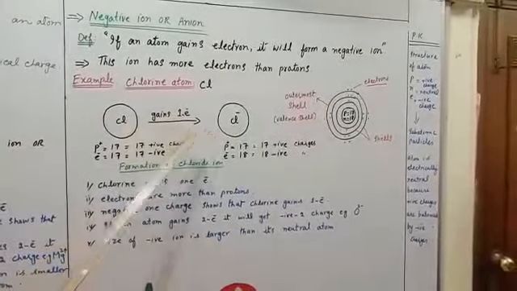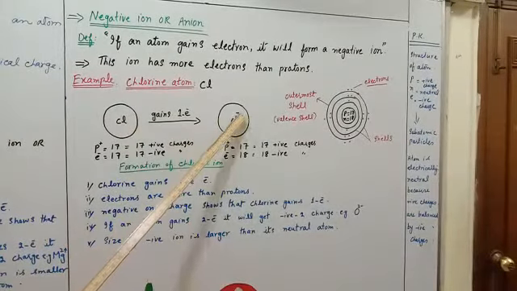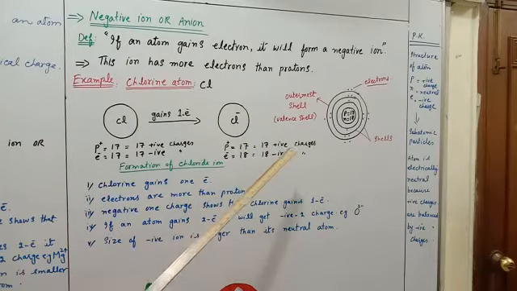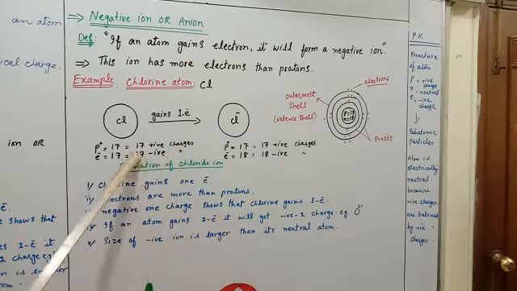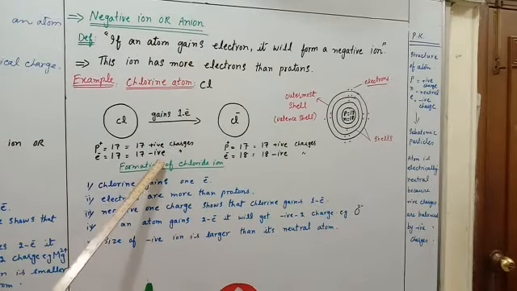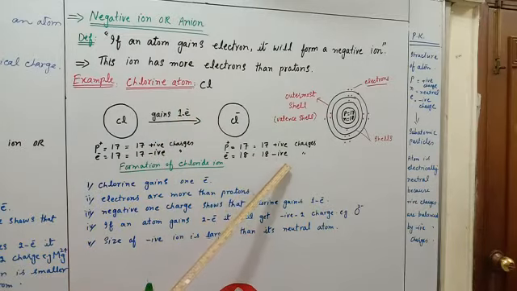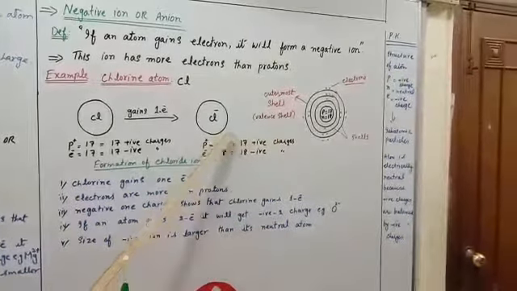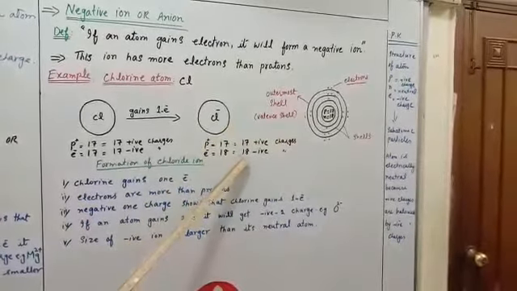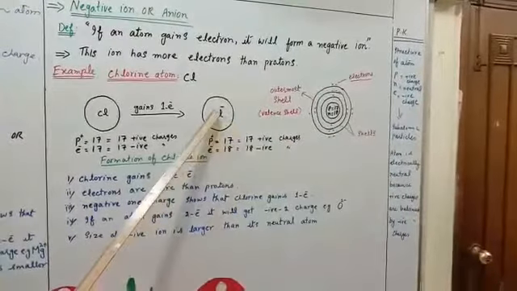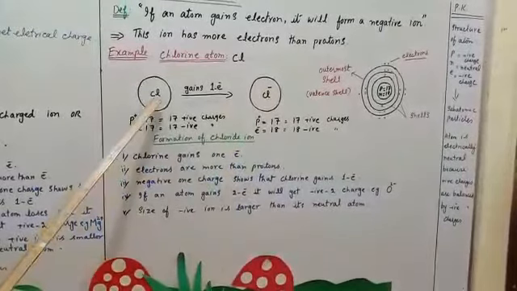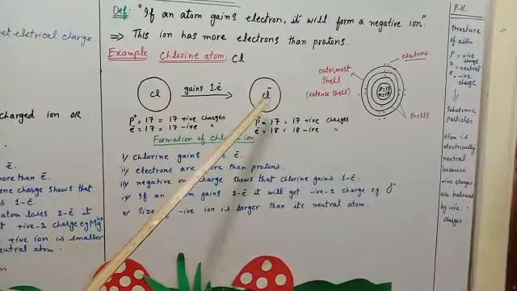Now chlorine gains 1 electron, so it gets negative 1 charge. Protons: 17 positive charges, and already it has 17 electrons. Now it gets 1 more electron, so it forms 18 negative charges. So positive charges are less than negative charges, so it gets negative charge. This is the formation of the chloride ion. This is the chlorine atom and this is called the chloride ion.